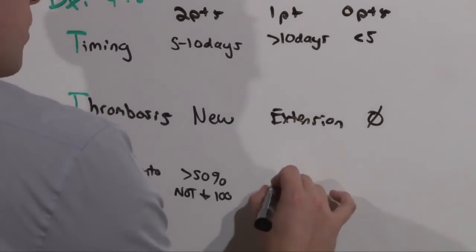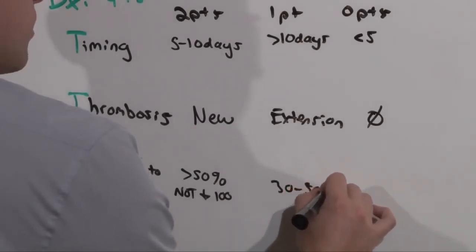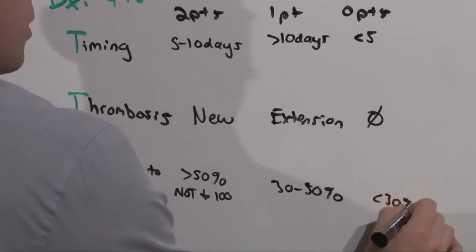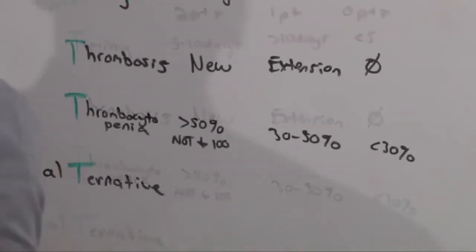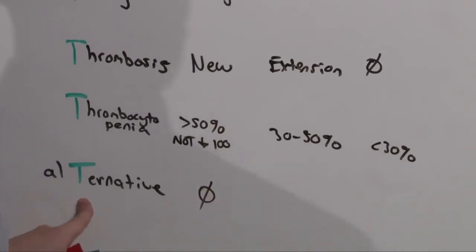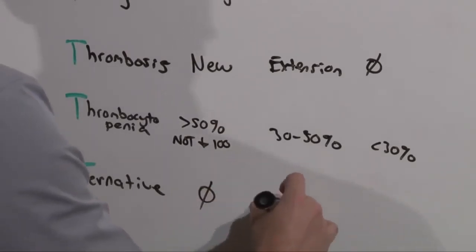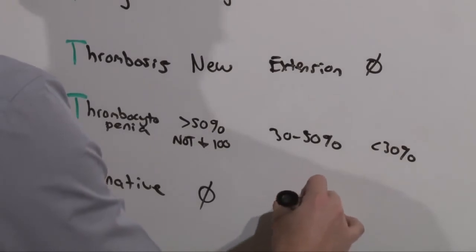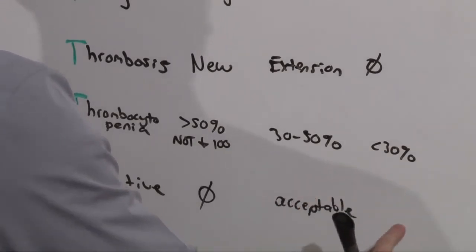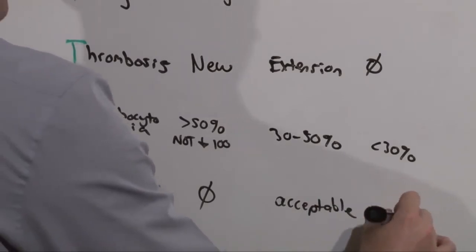If it's only a drop of 30 to 50%, then you get 1 point. Less than 30% drop, no points. And for alternative diagnosis, if there is no alternative diagnosis even being considered, you get 2 points. If there's one that's acceptable, you get 1 point. And if there is clearly an alternative diagnosis, you get no points.